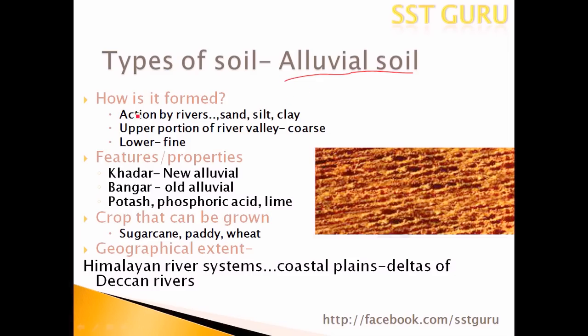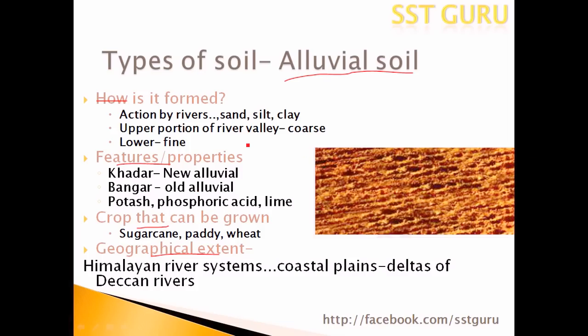And now in all the soils which we are going to study, we will see these four factors: how it is formed, its features and properties, crops that can be grown, and geographical extent of it. The map question can crop up in this geographical extent, and the crops can be asked as a separate question. Properties can also be a separate question, and its formation can be a separate question. So basically with a soil you can get four different types of questions, and these are the four different things which you need to remember.